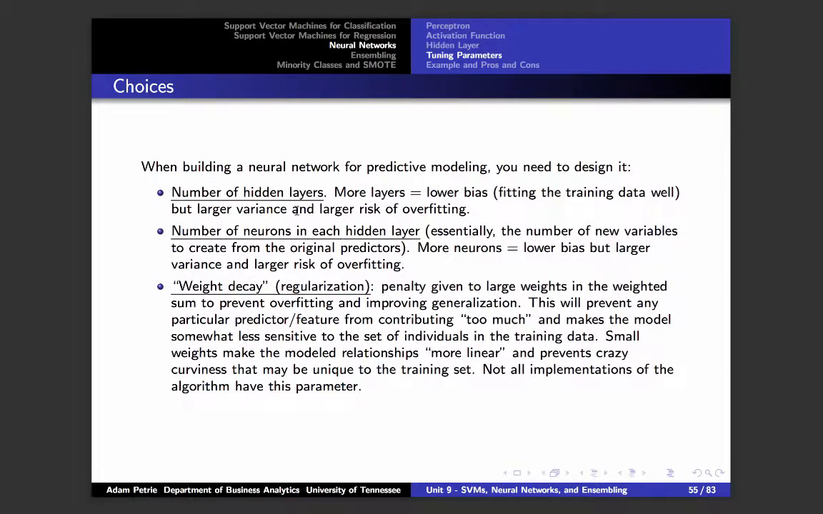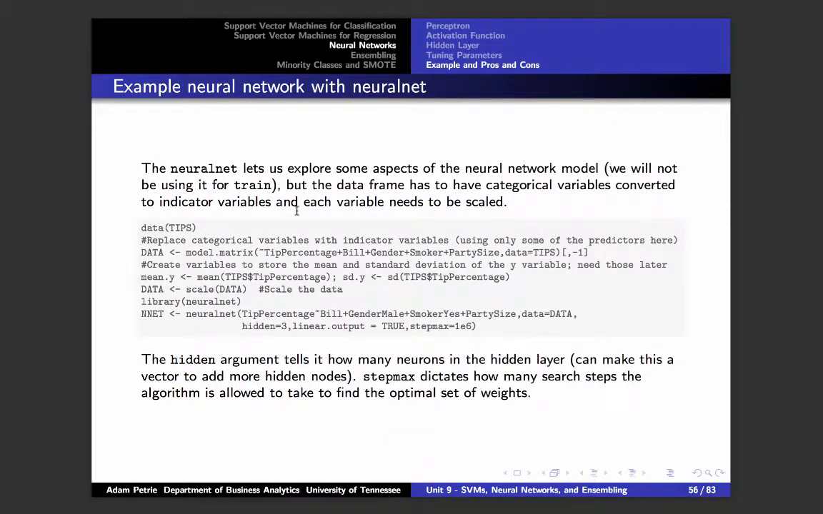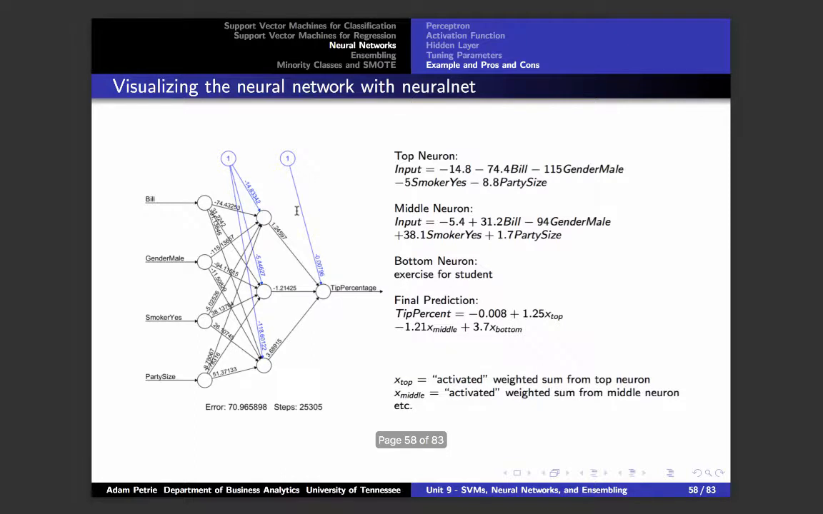So there are a lot of different ways of constructing a neural network. There are a lot of different packages in R to actually go and construct one for you. We'll talk about a few of them. One really nice one allows you to actually visualize the neural network. So in this case, we're predicting tip percentage based on a few predictor variables: bill, whether the gender was male or female, smoker yes, smoker no, and party size. And you can see the weights that are actually going into each weighted sum.